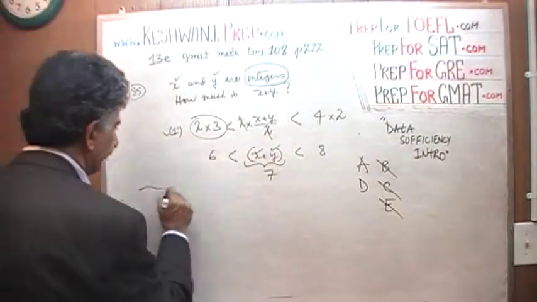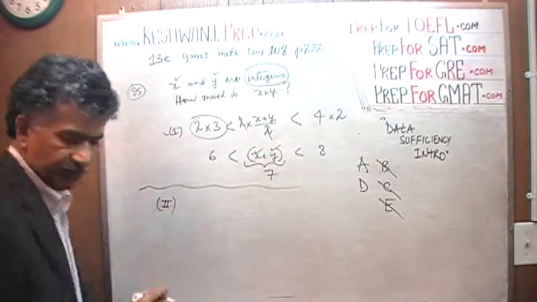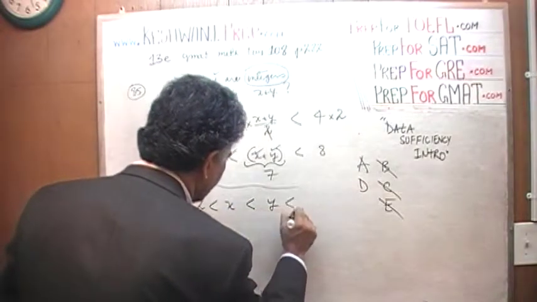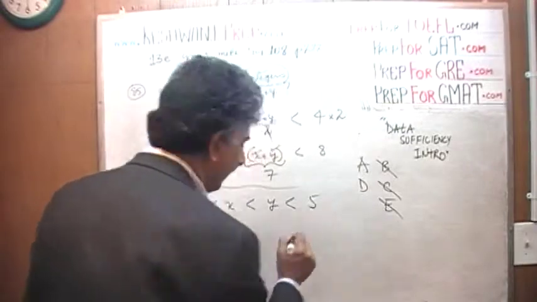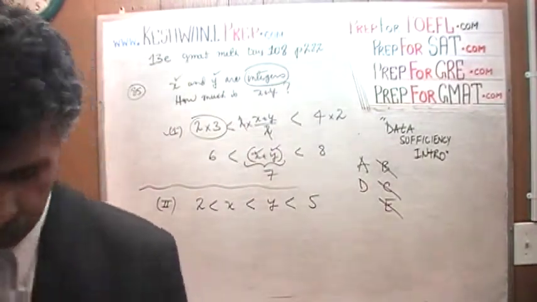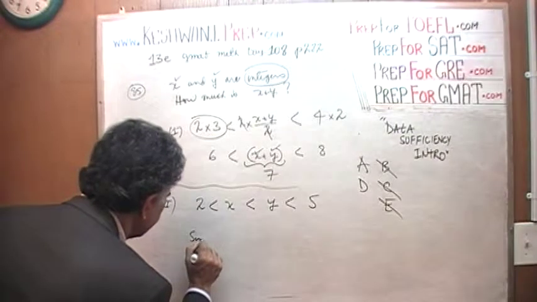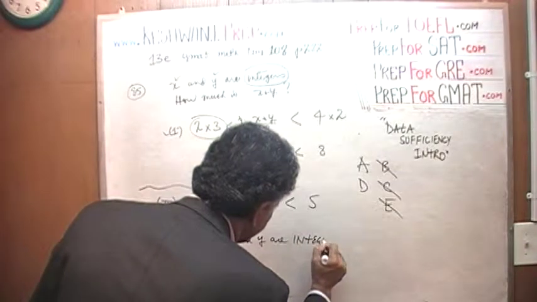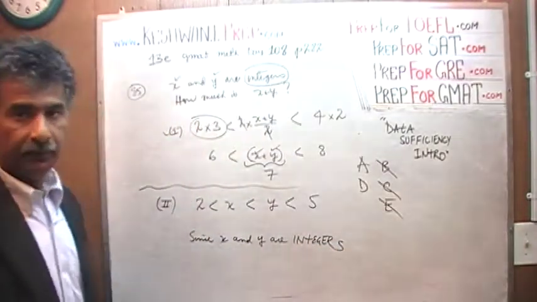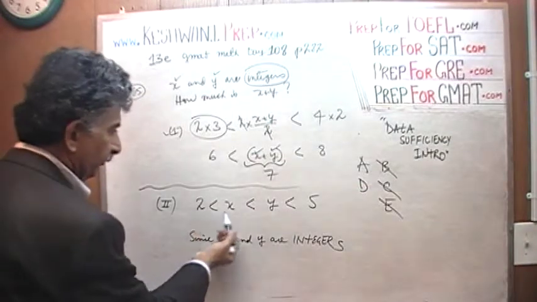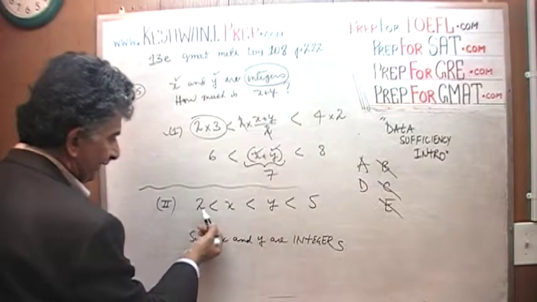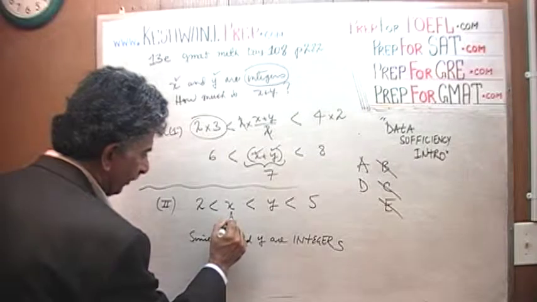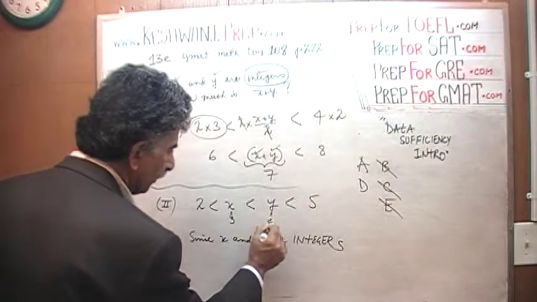Let's look at the second statement. They tell us that 2 is less than x, which in turn is less than y, which in turn is less than 5. Again, since x and y are integers, they are whole numbers, and because they have to fall between 2 and 5, x is more than 2 but less than y. If this is 2, this would have to be 3 because they are whole numbers. 2, 3, 4 and 5.